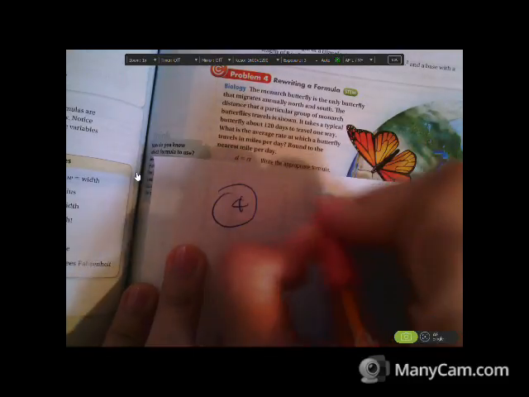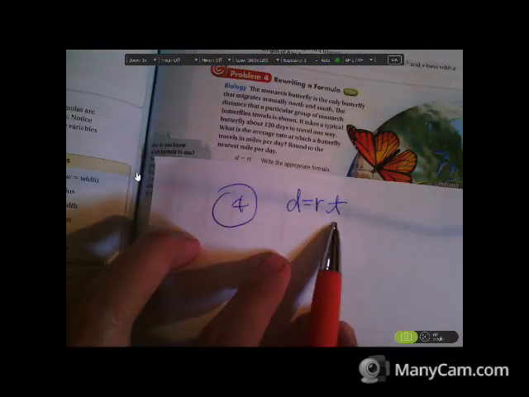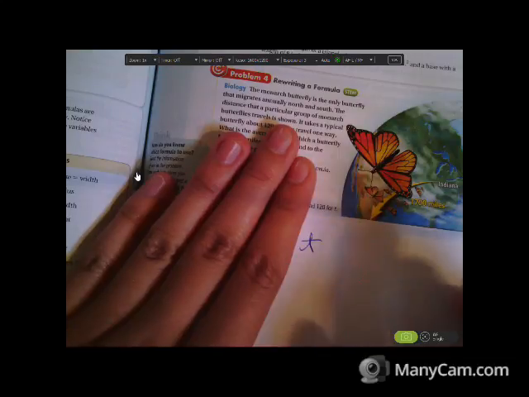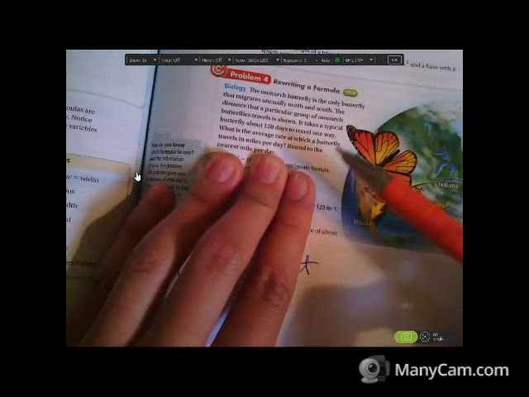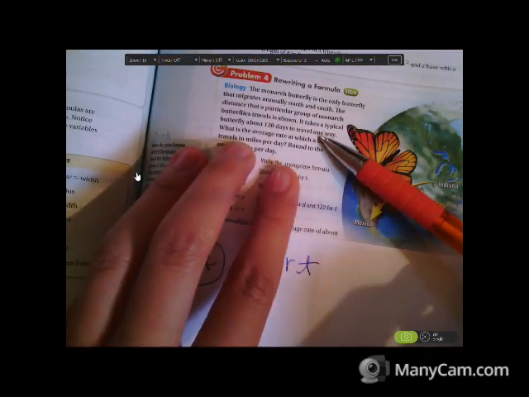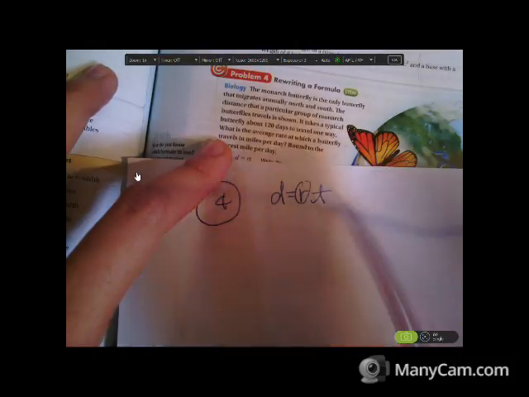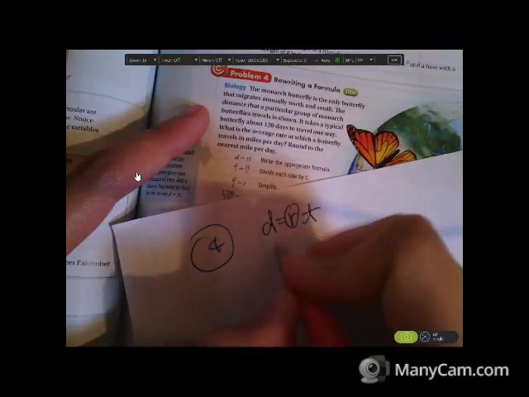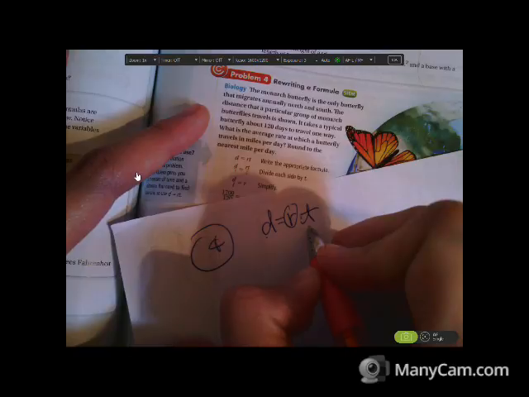So there is a formula, d equals rt, where d is the distance, r is the rate, and t is the time. You can see here in the picture that the distance the butterfly travels is 1,700 miles. The time it takes is 120 days. So we want to find the average rate, so we're finding r. Let's solve this symbolically first. We're treating d and t like constants.